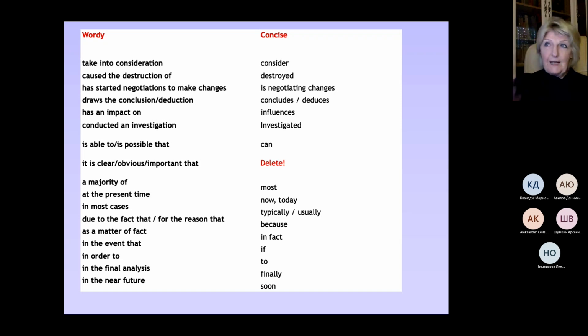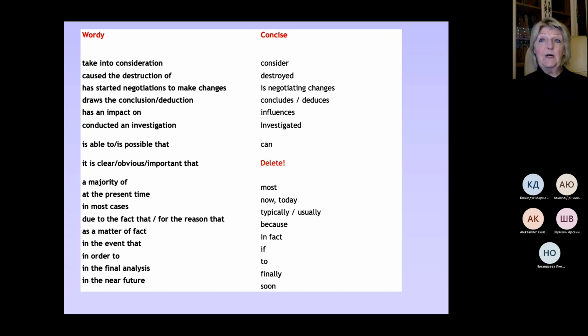Has an impact on, say, influences. Investigate it, just look at it. Not as able to, not that it is; very often Russians write, it is possible that, can. What can be? Delete words like it is obvious, it is clear, it is important to know that. Delete these words both in Russian and English. Not the majority, but most. You need the word majority in politics, when you discuss voting, it will be reach the majority. In other cases, when you simply mean most students, most problems, most teachers, most cases, it's simply most, not the majority.